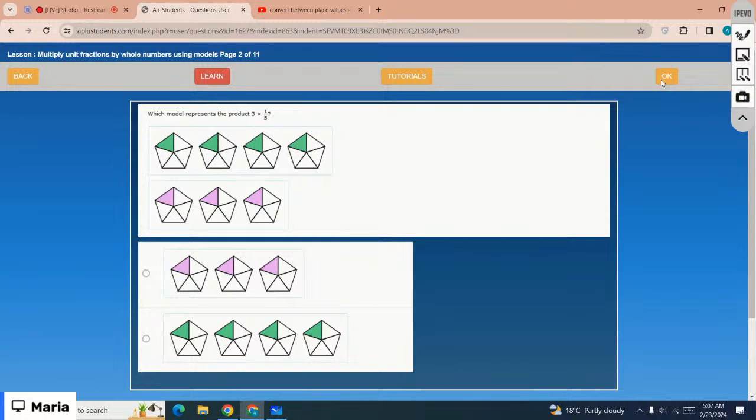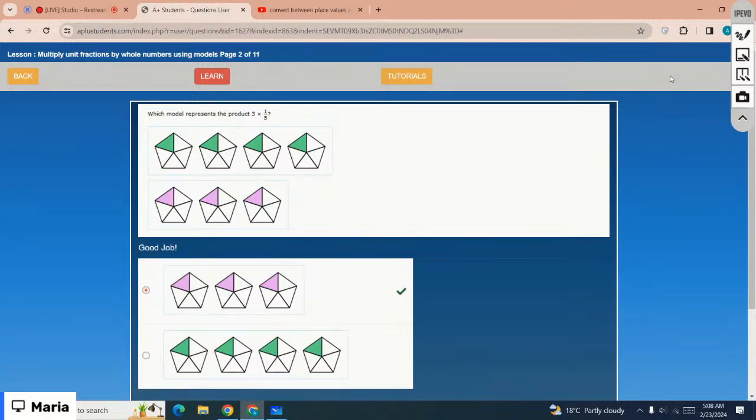So option number, no, 2 is the correct option. 1 over, yes, that is option number 1. 3 times 1 by 5, right? That means you have three portions, like 3 shapes, each shape has 5 portions and one of them is colored. That is 3 times 1 by 5. Option number 1 is the correct option.